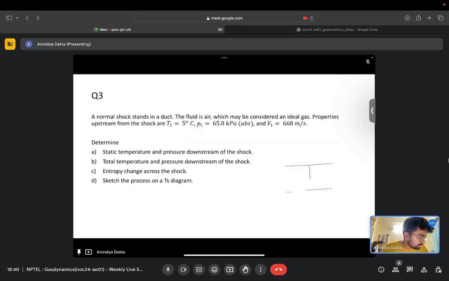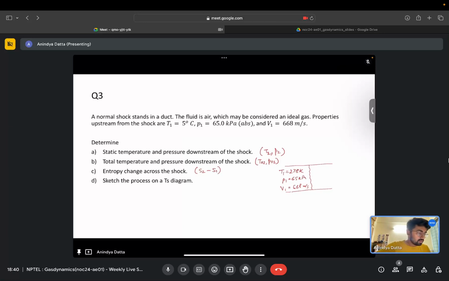So we have a shock wave. T1 is equal to 5 degree centigrade, which is 278 Kelvin. P1 is 65 kilopascal, and V1 is 668 meter per second. We have to find the static temperature and pressure downstream of the shock, which means T2 and P2; the total temperature and pressure downstream of the shock, which means T02 and P02; and the entropy change across the shock, S2 minus S1. And we have to show this process on a T-S diagram.